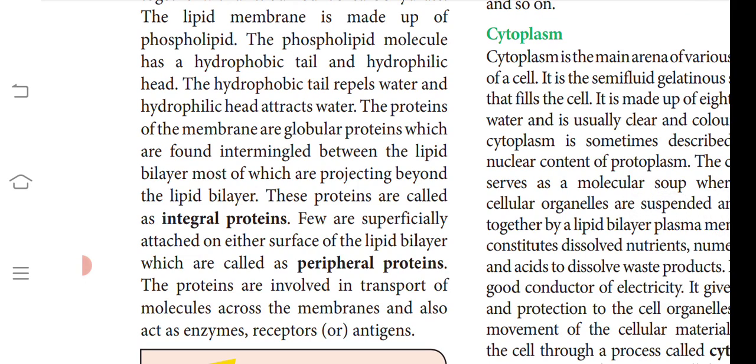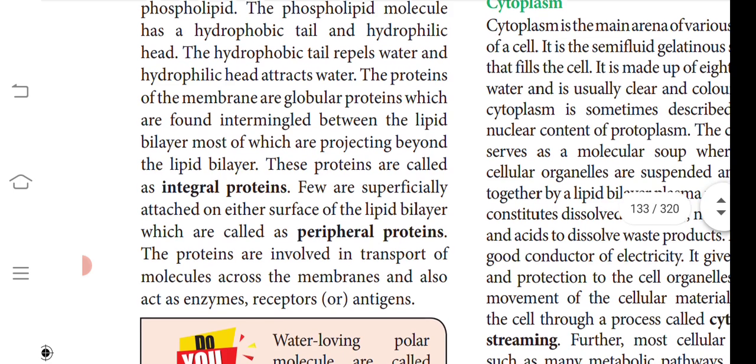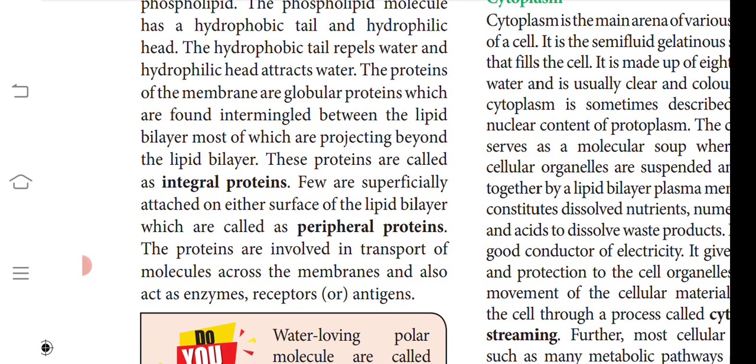Phospholipid is amphipathic, with a hydrophobic tail and a hydrophilic head. The hydrophobic tail repels water. Phobia means it is not accepting, not going along with water. Hydrophobic means water hatred, and hydrophilic is able to dissolve in water. The hydrophobic tail repels water and the hydrophilic head attracts water.